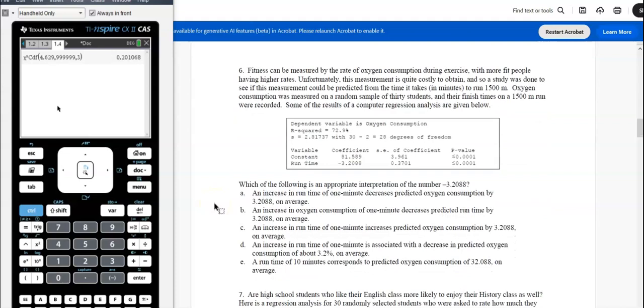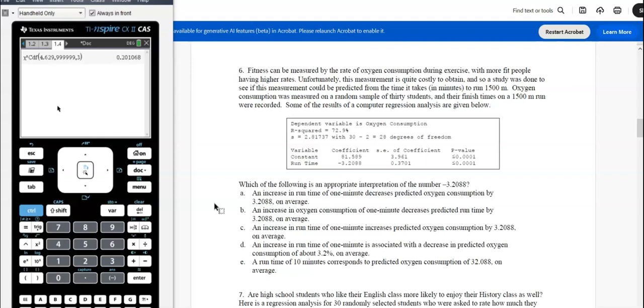Fitness can be measured by rate of oxygen consumption during exercise, with more fit people having higher rates. Unfortunately, the measurement is quite costly to obtain, so a study was done to see if this measurement could be predicted from the time it takes in minutes to run 1,500 meters. Oxygen consumption was measured on a random sample of 30 students. Their finish time on a 1,500 meters was recorded. Some of the results of a computer regression are given below. So they did a regression for this one.